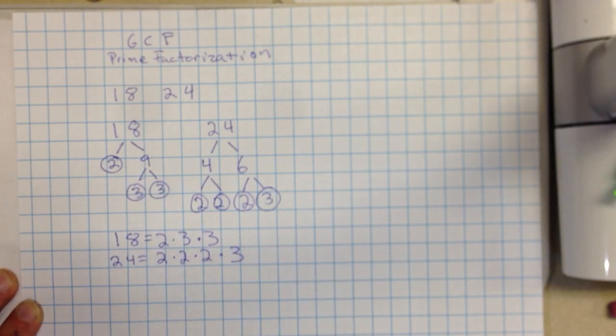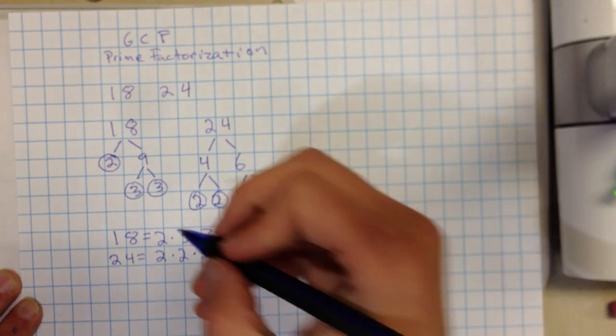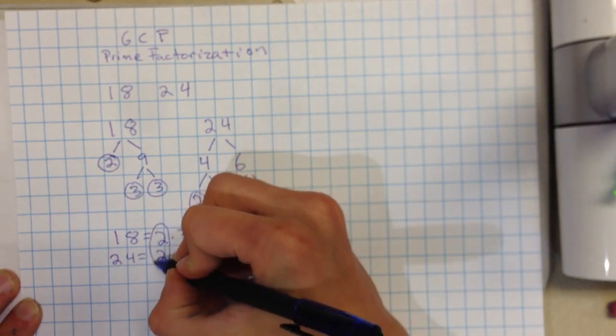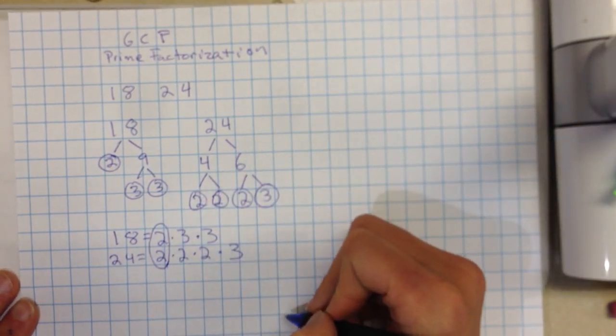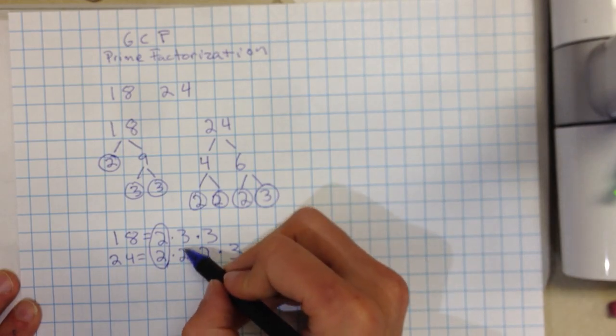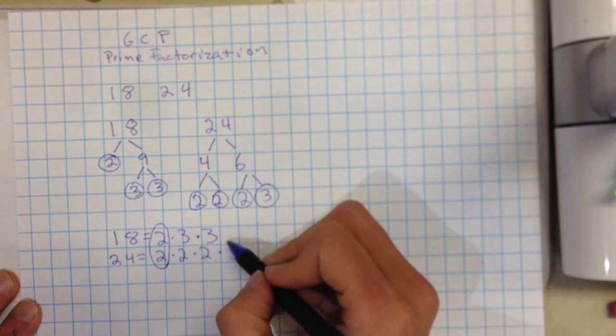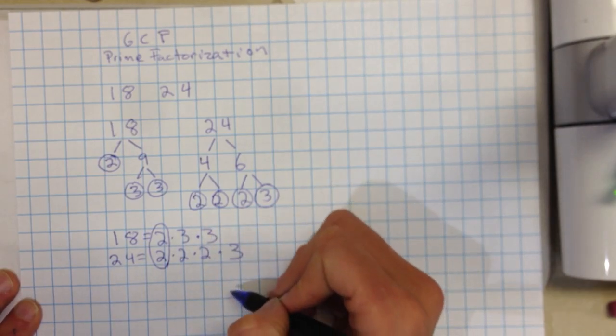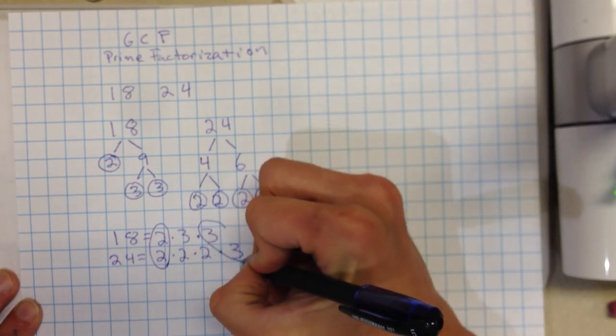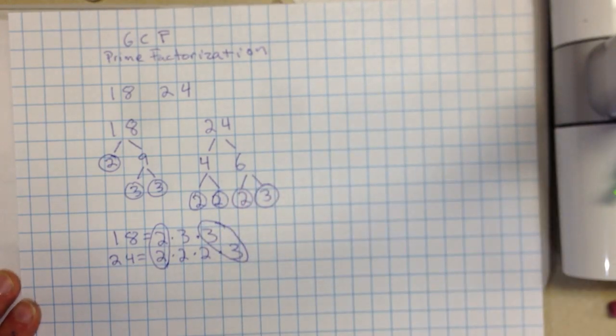And then the third step, I'm going to circle common factors. Simply, what do they have in common? They both have a 2, so I'm going to circle that. And let me get to the next one. See, there's not a second 2 or a third 2, but they do both have at least one 3. So I could circle at least one 3 between the two of them.